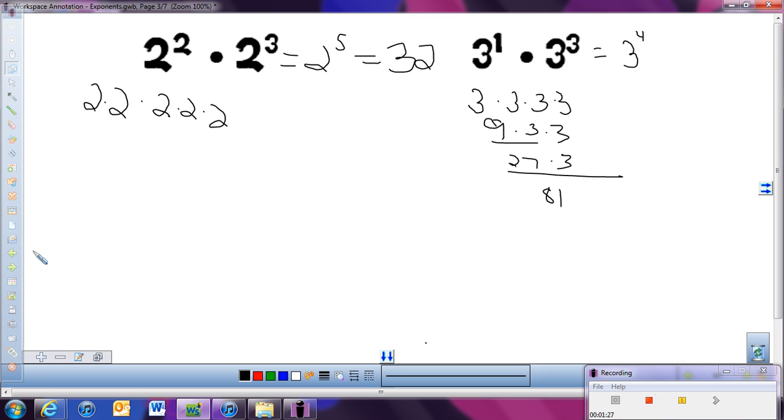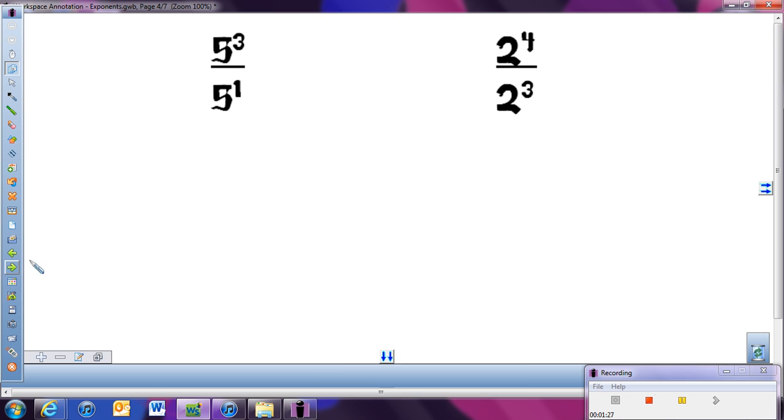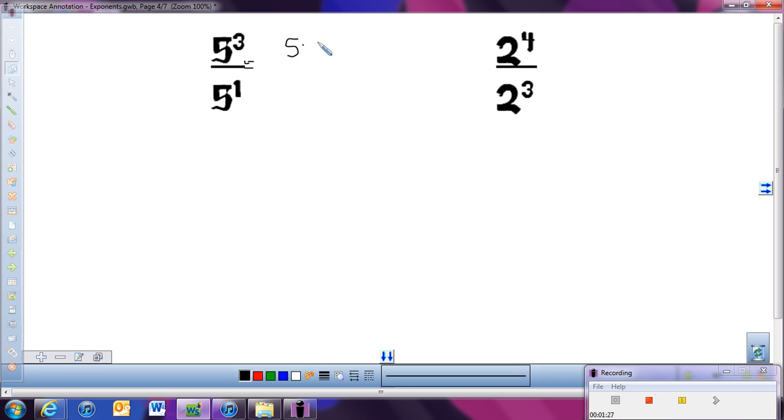Instead of multiplying exponents, we also have the option of dividing exponents. So we can write it all in expanded form and see what that looks like. So 5 to the third power means 5 times 5 times 5. Divided by, I'm going to keep that fraction bar there, 5 to the first, or 5.